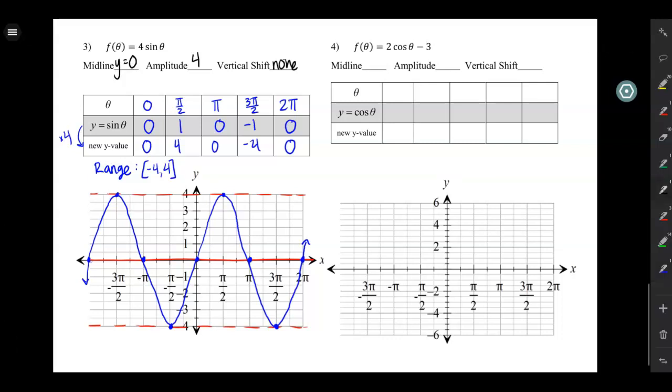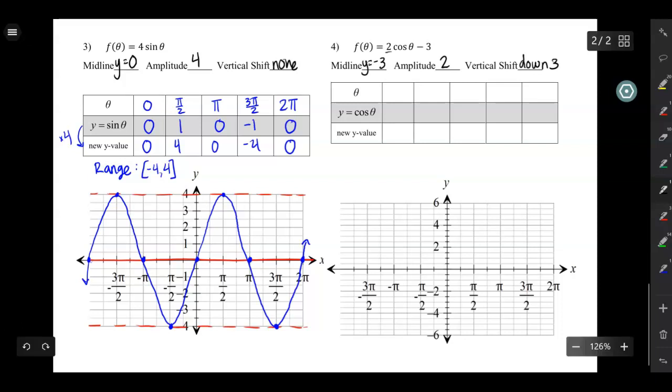All right, so we've done some examples where we just shifted the graph up and down. We've done some where we changed just the amplitude. Now in number 4, let's change the amplitude and do a vertical shift. So we have f of theta is equal to 2 cosine of theta minus 3. So this 2 in front, that's going to change the amplitude. The minus 3 is going to shift the graph down 3, which means my midline is y equals -3.